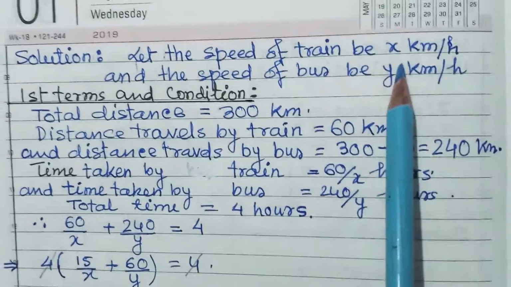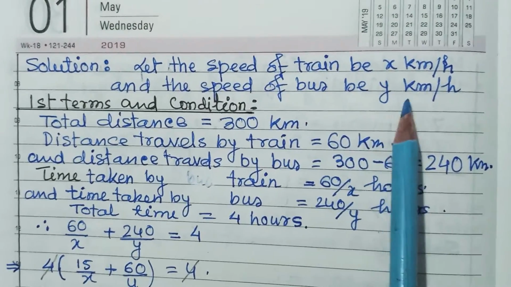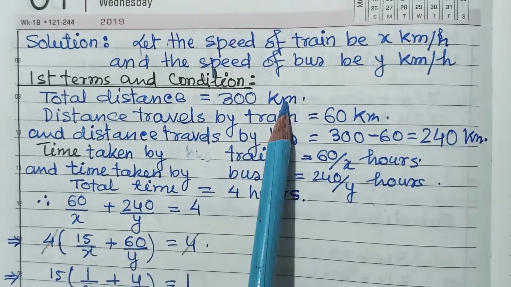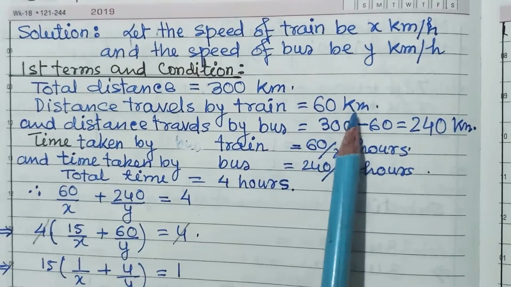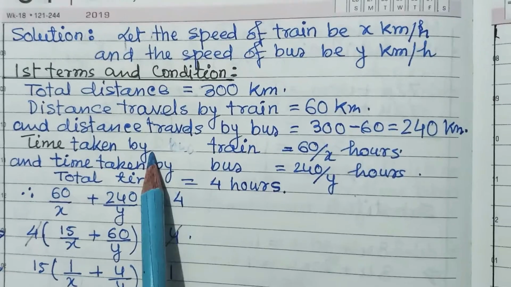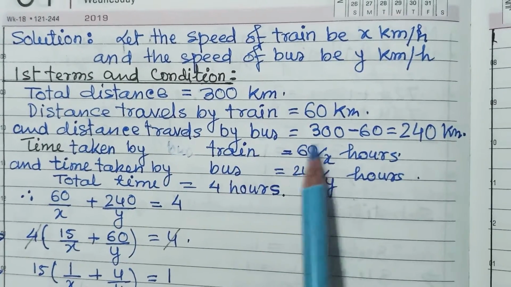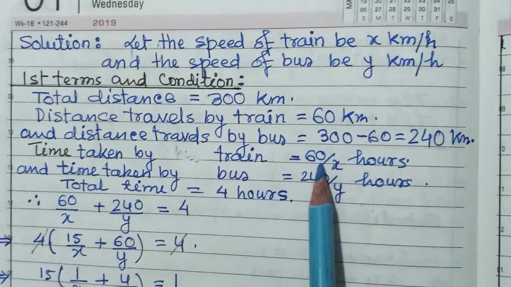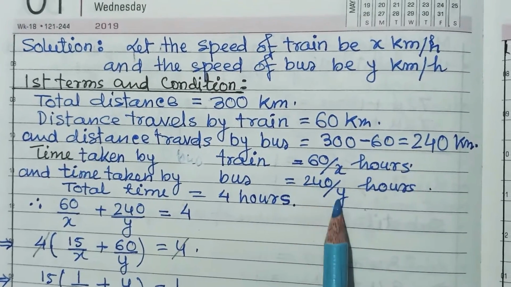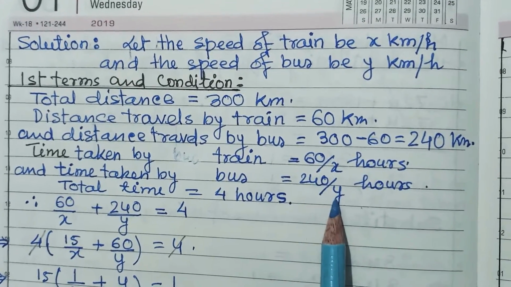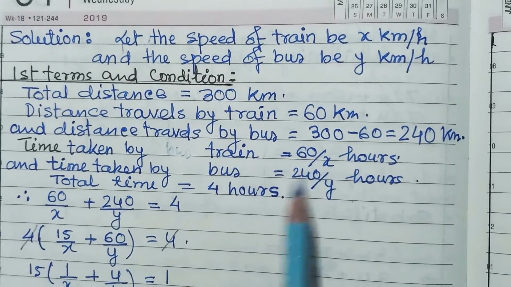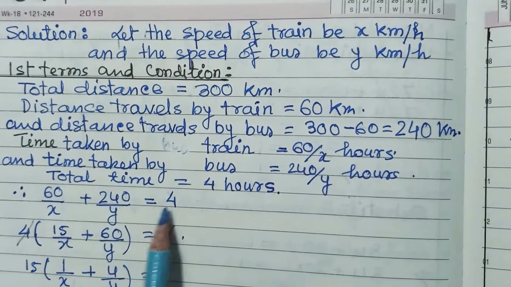Now let the speed of the train be x kilometer per hour and the bus be y kilometer per hour. So the first terms and conditions: total 300 kilometers, distance traveled by train 60 kilometers and distance traveled by bus 240 kilometers. So the time taken by train is 60 by x, distance upon speed is time. So 60 upon x, and for the bus 240 upon y. So total time is 4 hours. So the equation we get is 60 upon x plus 240 upon y is equal to 4.